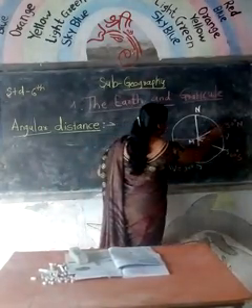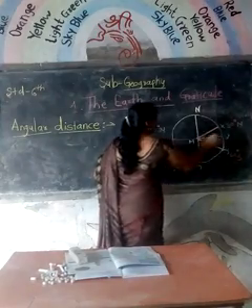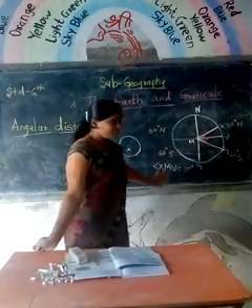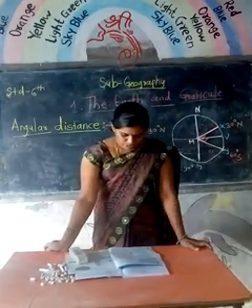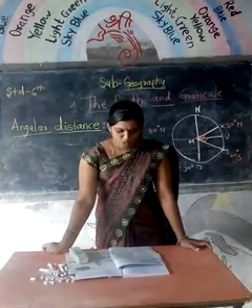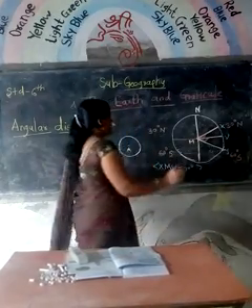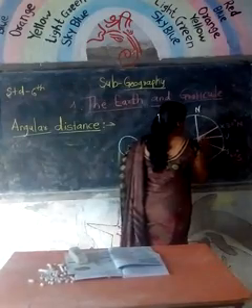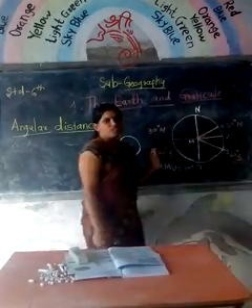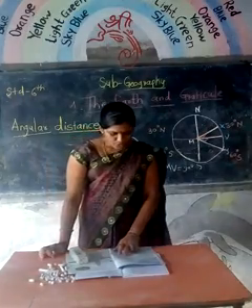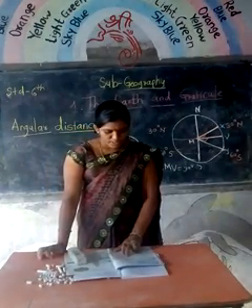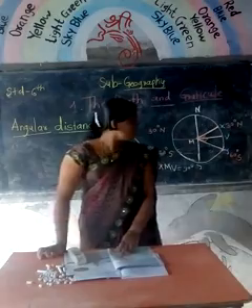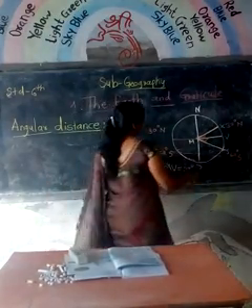This 30 degrees is the angular distance from the equator. You understand the angular distance. The next question: look at the figure and tell the angular distance of Y from the equator.